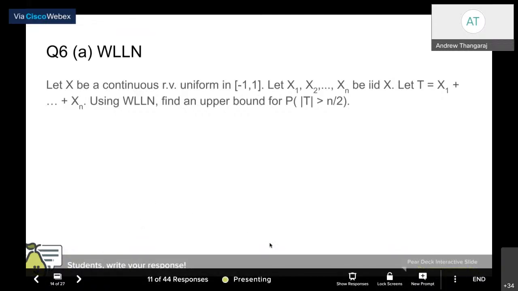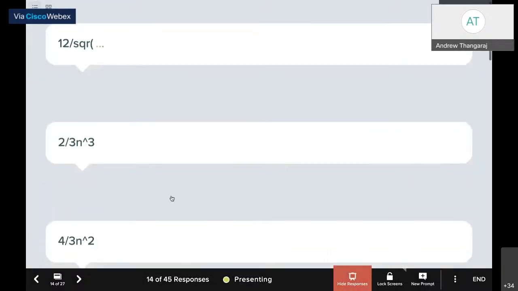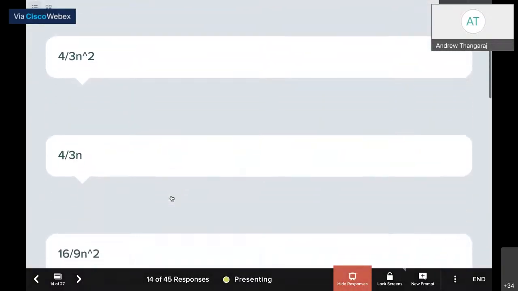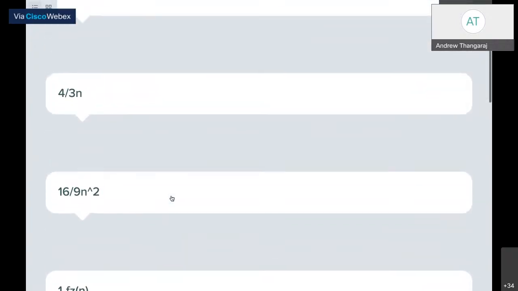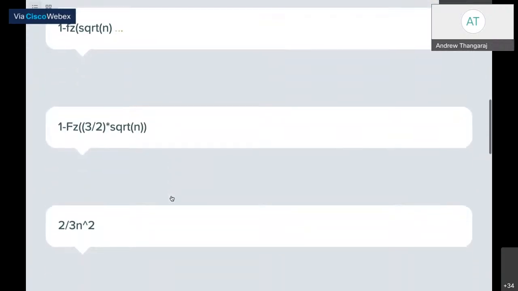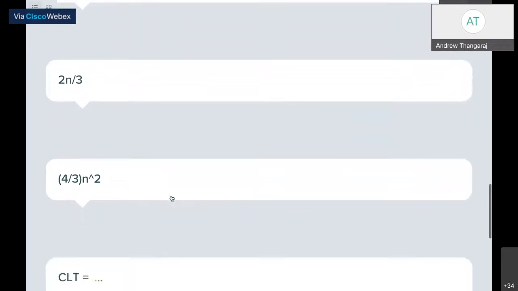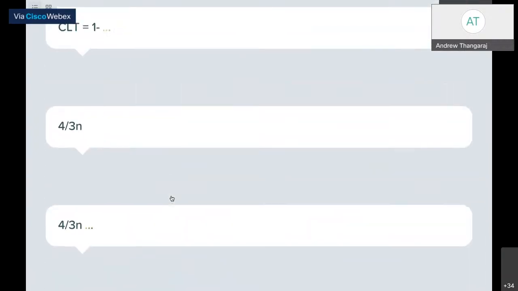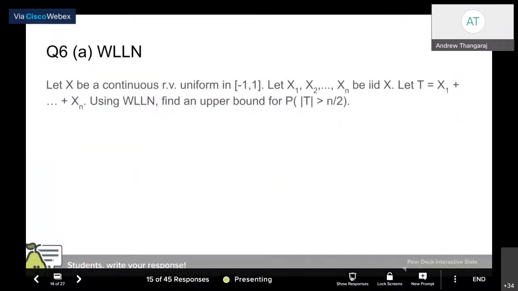Okay, so it's about 10 or 11 responses. I don't know if we're going to have the luck of having more responses than this. Let me see, it's 2 by 3 n cube, 4 by 3 n squared. N cube and n squared all look wrong to me. There's no phi here. We're not doing CLT yet, we're still doing this. 4 by 3n looks correctish in some sense, but a lot of people are getting n squared. I don't know where they're getting n squared from. 4 by 3n looks right to me.